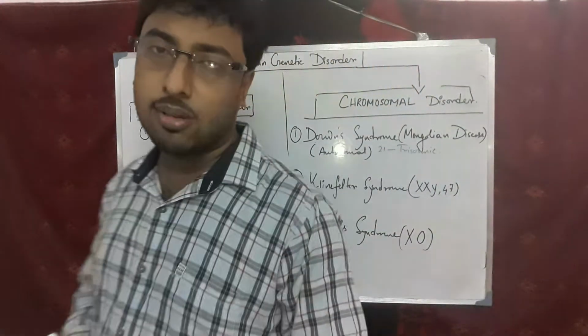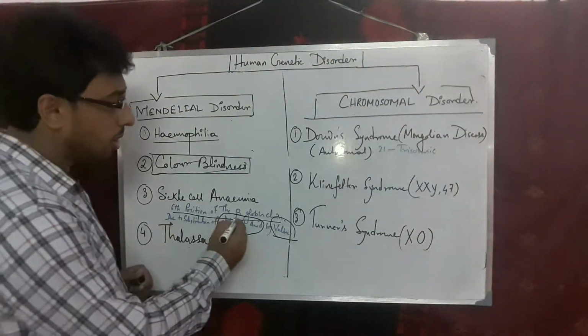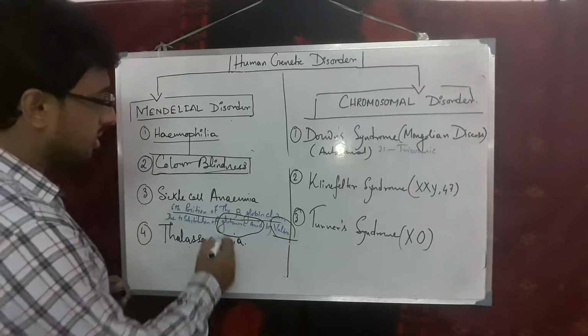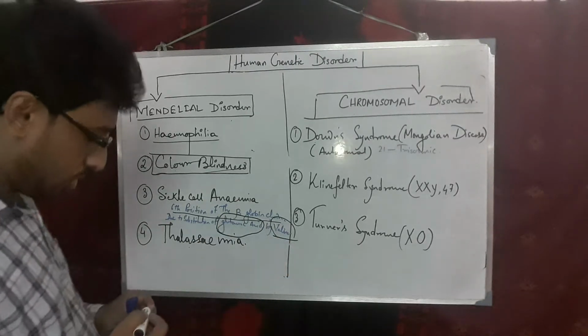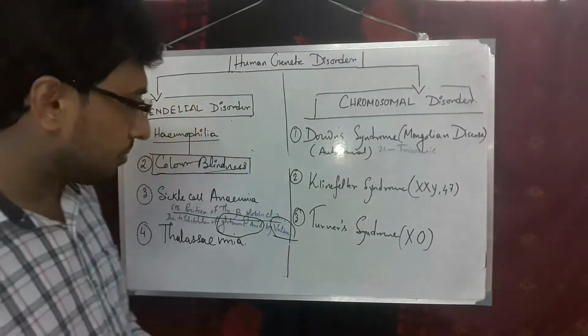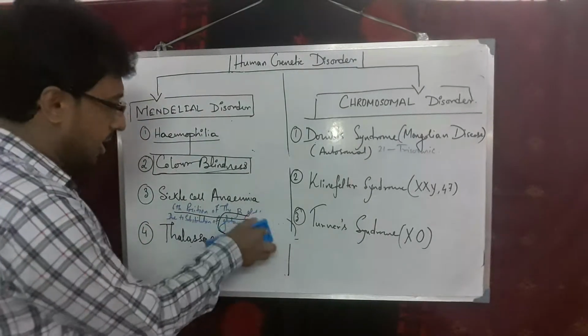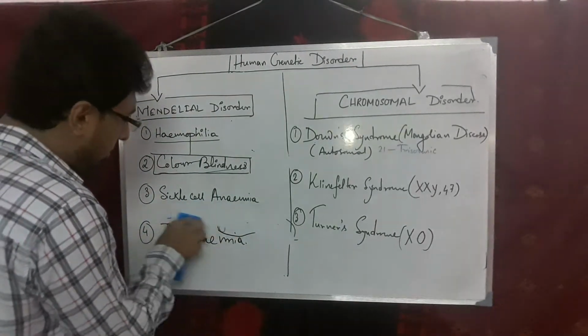So what is the cause of sickle cell anemia? In the sixth position of the beta globin chain, glutamic acid is replaced by valine. That is the cause of sickle cell anemia.